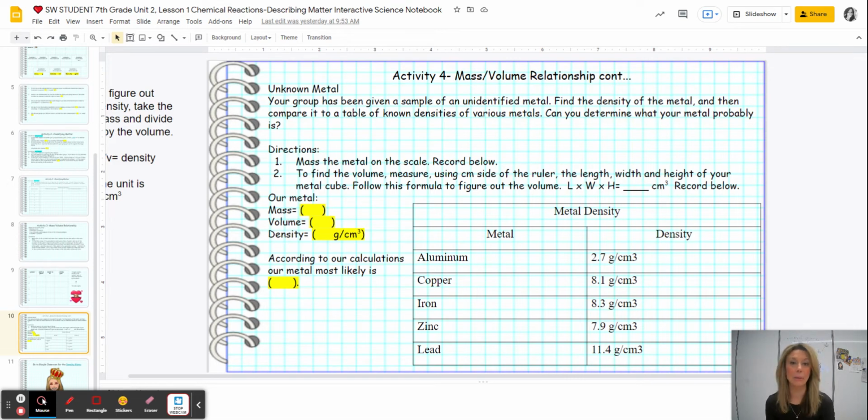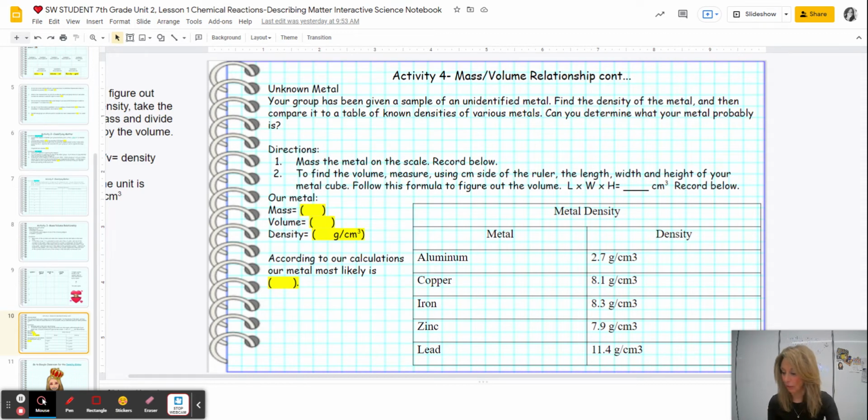So that is exactly what we're going to do today. We have an unknown metal here. I have this particular cube, and I'm just going to show you this. You can get some physical characteristics from it right now, as far as its color. Is it shiny, or is it dull? We're going to try to determine its density and then compare it to the metal density chart here and try to determine if it's aluminum, copper, iron, zinc, or lead.